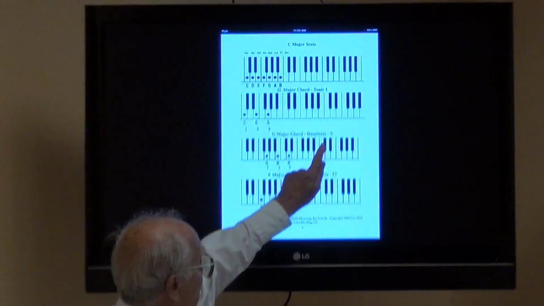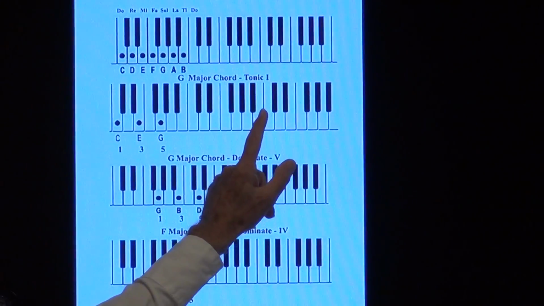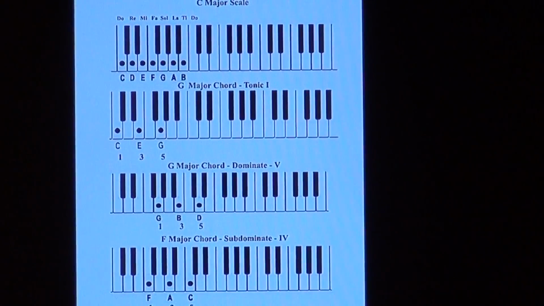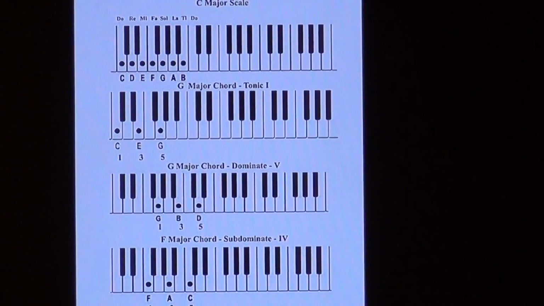Tonic chord, dominant chord, and a subdominant chord. Or Roman numeral 1, Roman numeral 5, Roman numeral 4. Or if you want to change that into the American system, the national system is just 1, 5, 4.